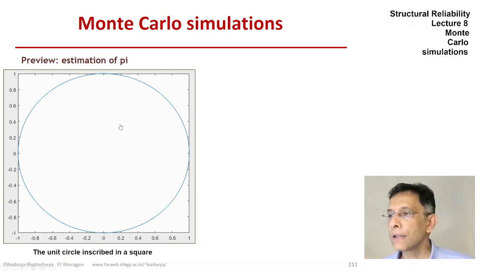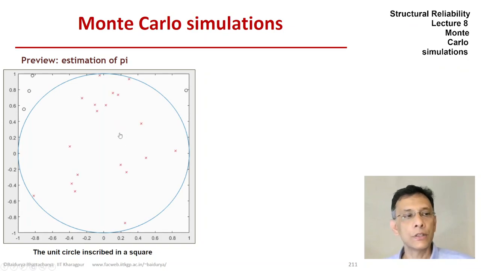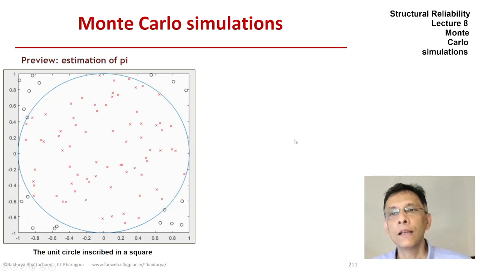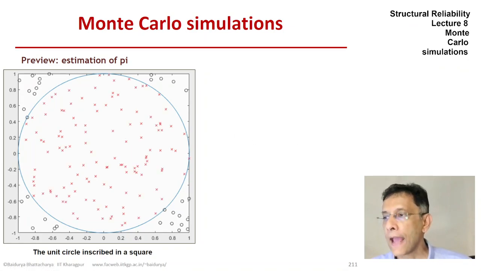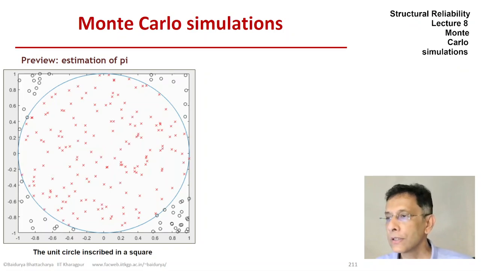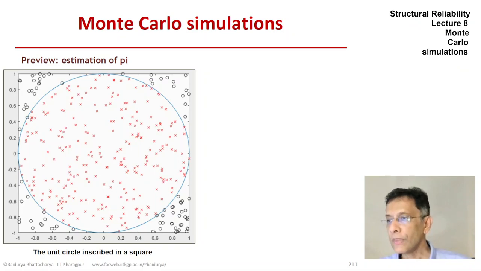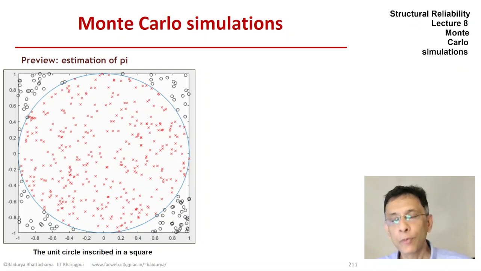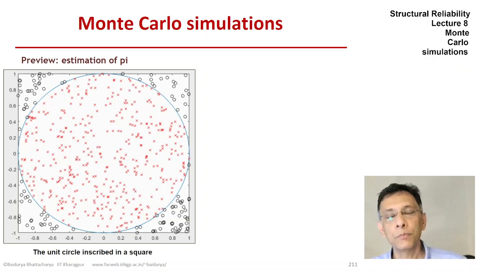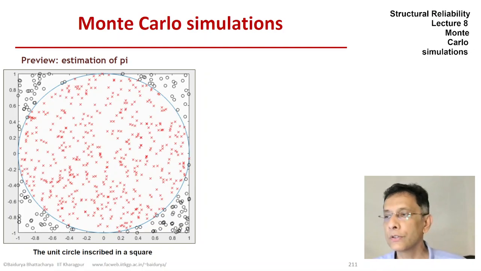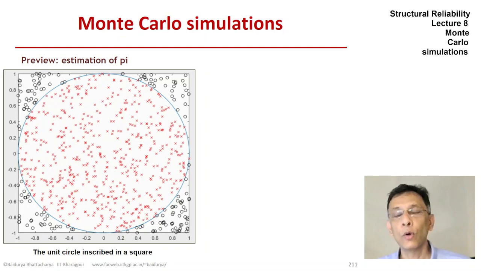Let's suppose that we have the ability to generate points randomly in this square, and the red points are those that lie within the unit circle. We can count them, and the ratio of the red points to the total number of points, it's intuitive that if the points are completely random, then that ratio will be the ratio of the area of the circle to that of the square, which we know would be pi over 4.